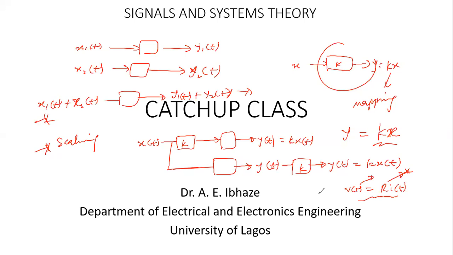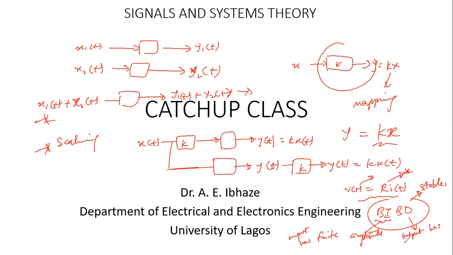Then we also talked about stable systems. We say BIBO, bounded input, bounded output. Such systems are called stable systems, okay? And when we say bounded input, it means that the amplitude is finite. So the input has finite amplitude and the output also has finite amplitude.